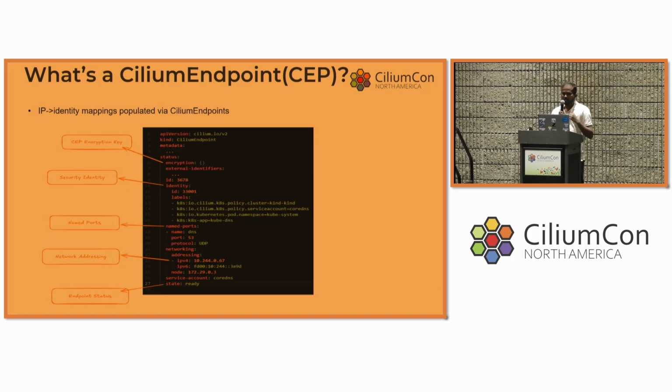Though Cilium enforces network policy based on the identity, it needs to know which pod IP refers to which identity. It needs to know the mapping of IP to identity, and Cilium constructs this IP cache based on this metadata. It reads the Cilium endpoint information, and then it constructs the IP cache, and then has the mapping of what IP belongs to what identity. That's how it enforces the network policy as well.